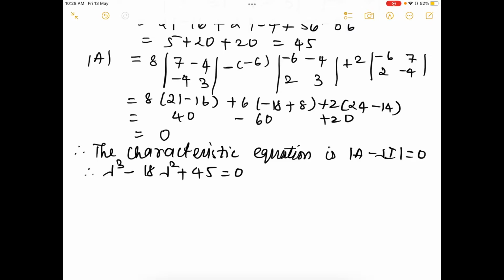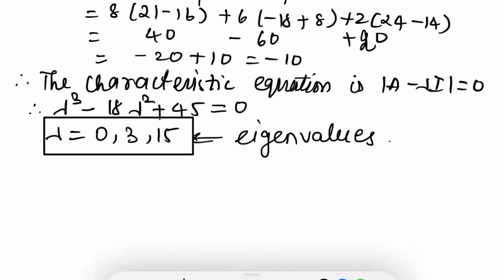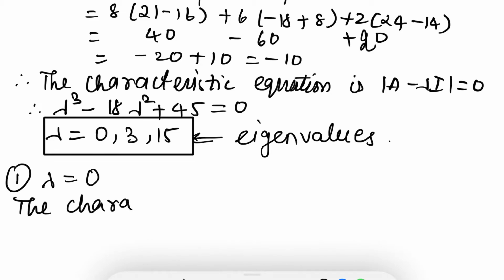So we have to go to mode and equation and press option number 4, and I substitute the values. The answer comes out to be 0, 3 and 15. Now we have to find the eigenvectors. So I will find the eigenvector first for lambda equals 0. So we will go ahead and define the characteristic matrix.